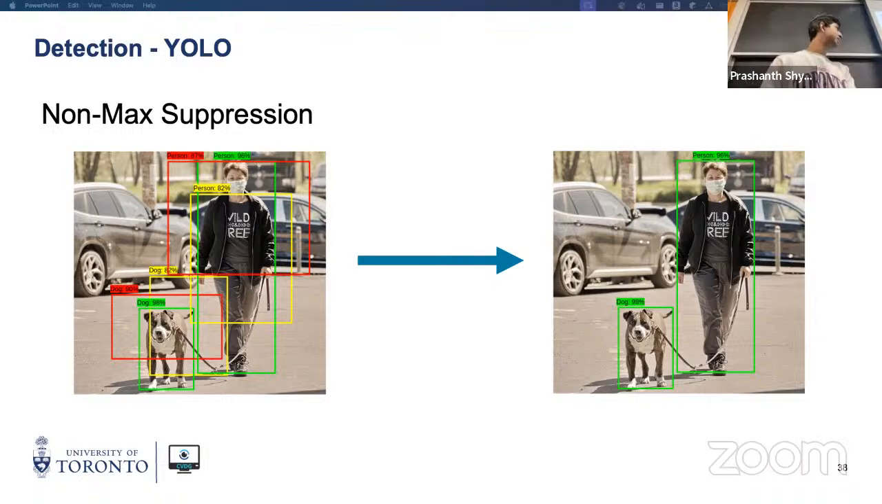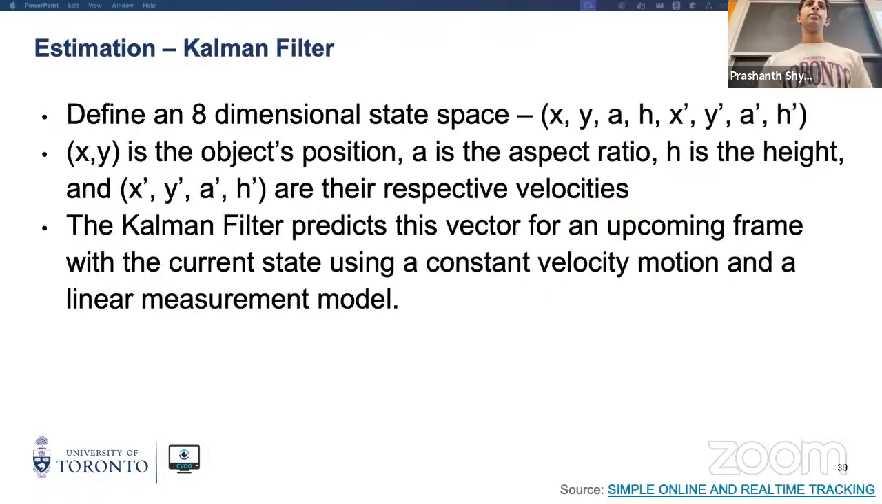For non-max suppression, for a particular object, it takes the bounding box with the highest probability score, and then it tries to eliminate bounding boxes that have very high IOU with that first bounding box. It does this over a loop, and then it will end up with just one detection for each thing. And that's YOLO.